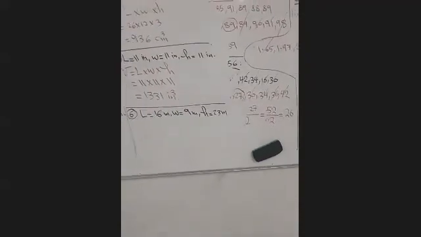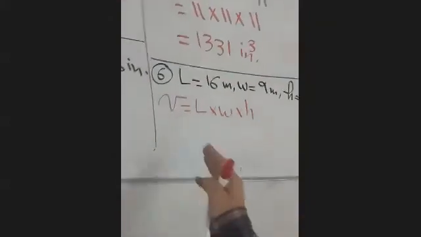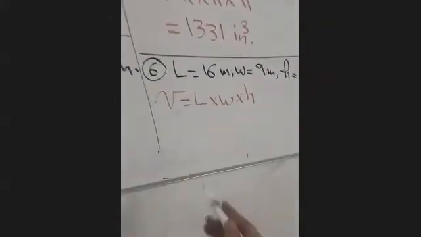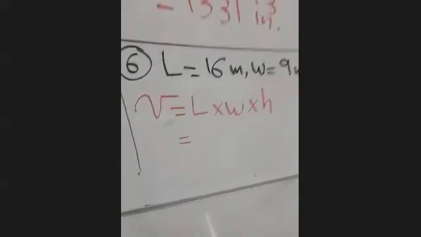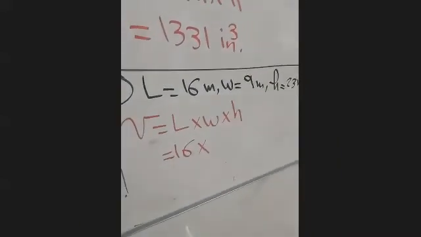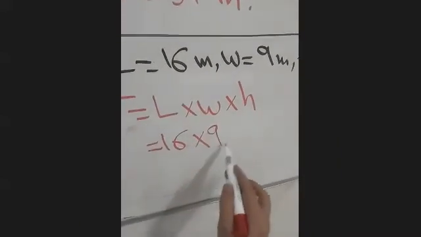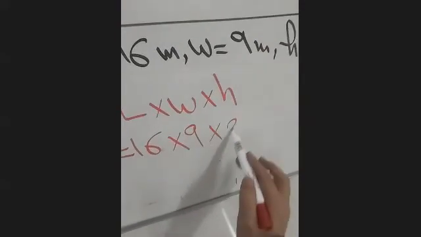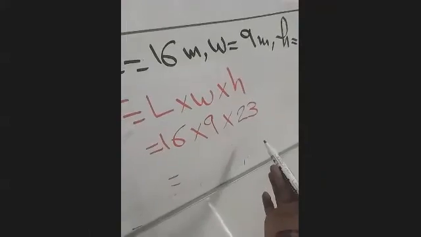Yalla. What does the volume equal? Volume equals length multiplied by width multiplied by height. Excellent. V equals length by width by height. How much is the length? 16. Multiply by the width? 9. Multiply by the height? 23. Now, do you know how to multiply these numbers?